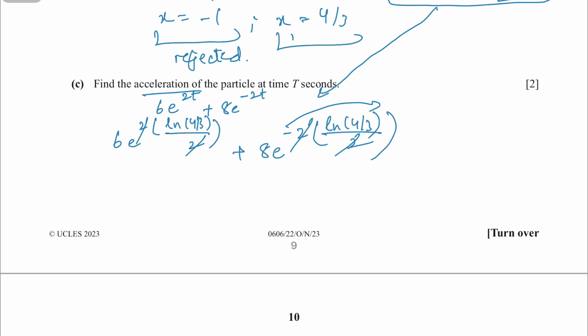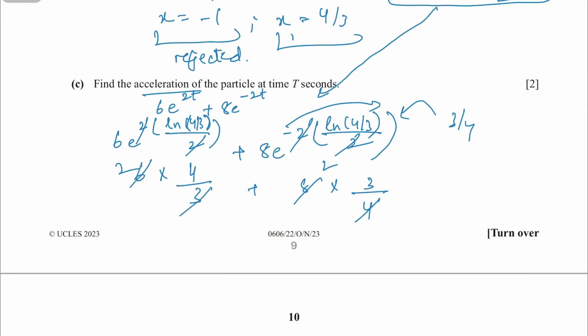So 6 times e to the power ln of something, whatever is written in the brackets comes out. This would be 6 multiplied by 4/3, and since this power is negative over here, this would be 3/4, and this comes out, so this would be plus 8 into 3/4. This and this would be cancelled out. We'll get our answer as 8 plus 6, that is equal to 14.